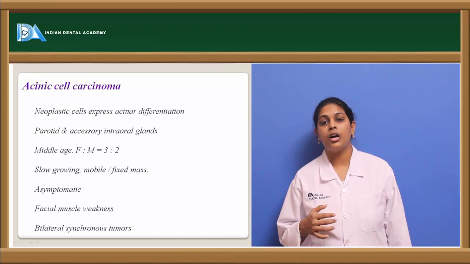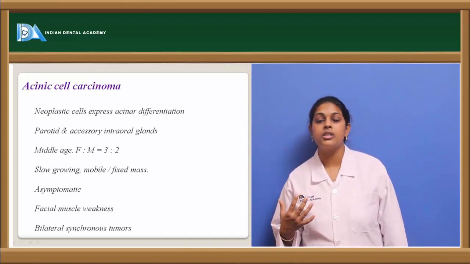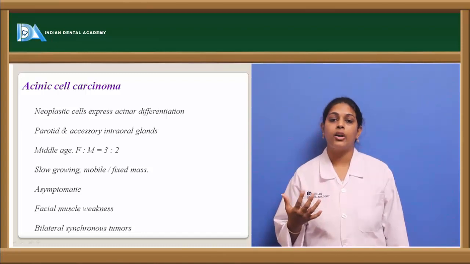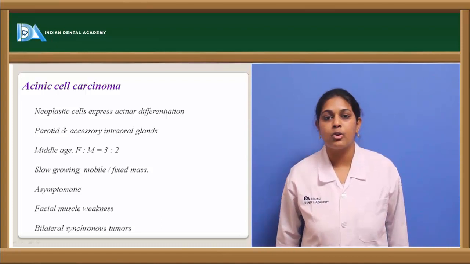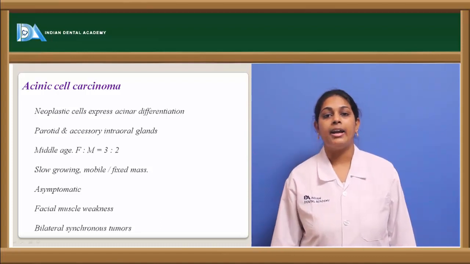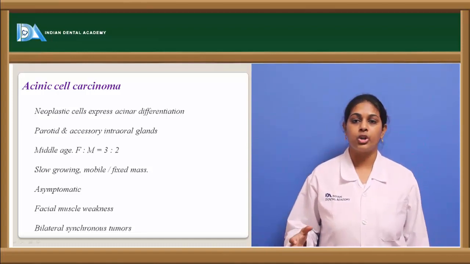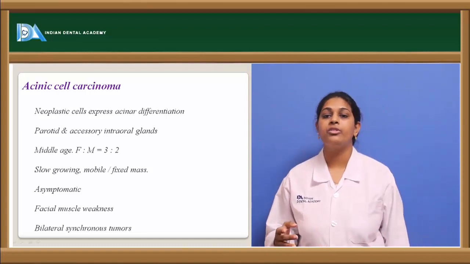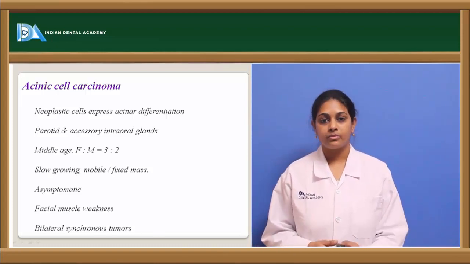The most commonly involved region is the parotid gland, and other than that, the accessory intraoral glands, which could involve either the palate, the tongue, or the buccal mucosa. Females are more commonly affected when compared to males, with a female to male ratio of 3:2. The middle age group, above 50 years, is most commonly affected with acinic cell carcinoma.